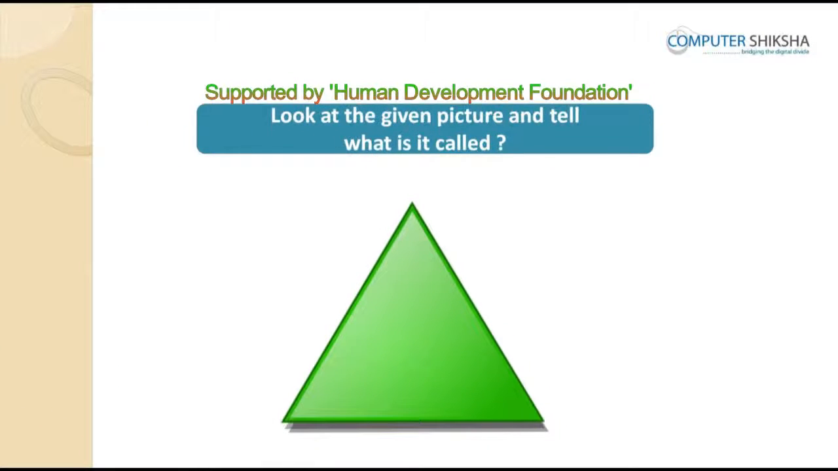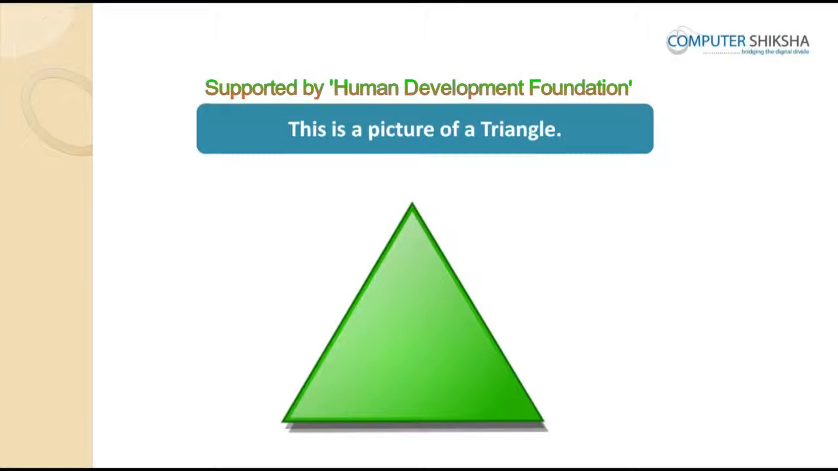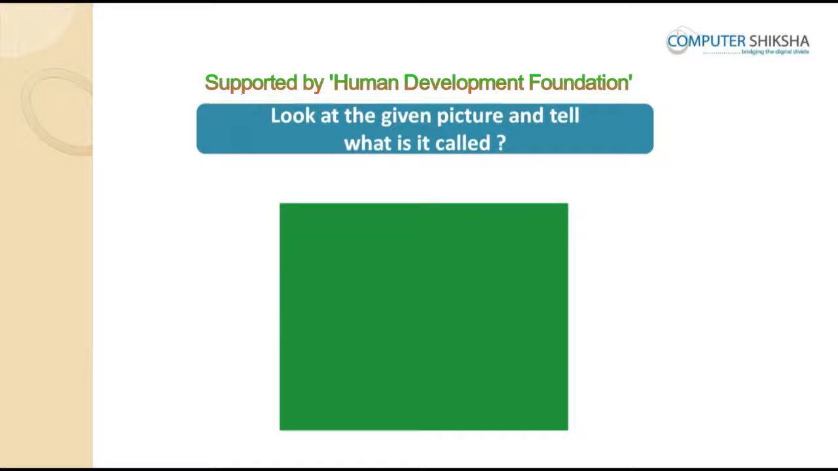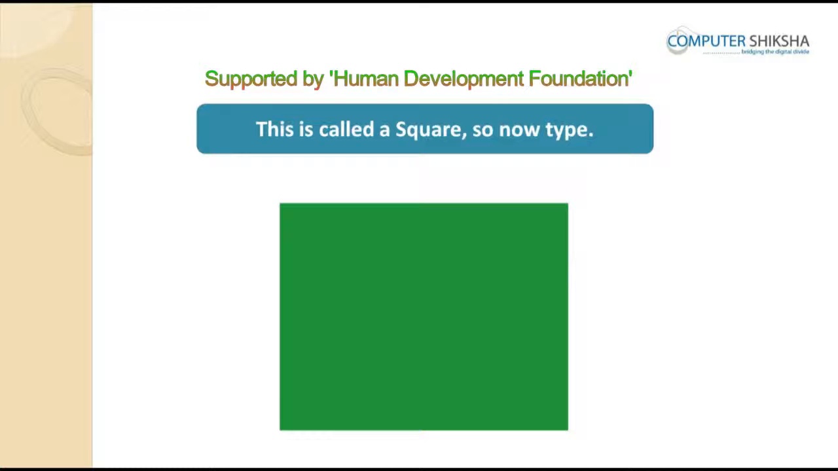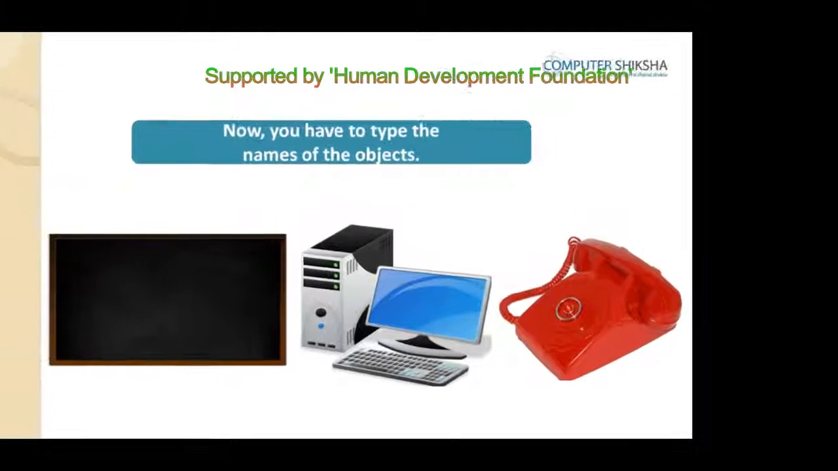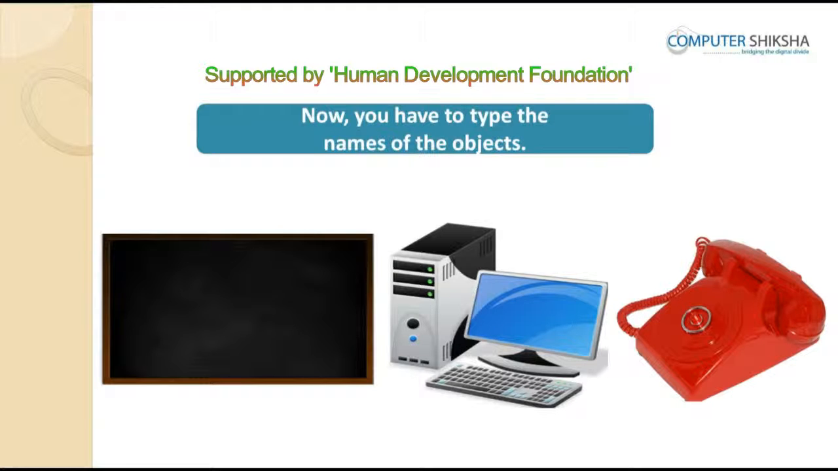Look at the given picture and tell what is it called. This is a picture of a triangle. Go ahead and type triangle. Look at the given picture and tell what is it called. This is called a square. Go ahead and type. Now you have to type the names of the objects.